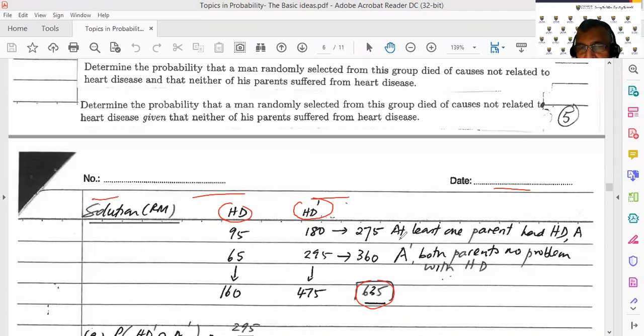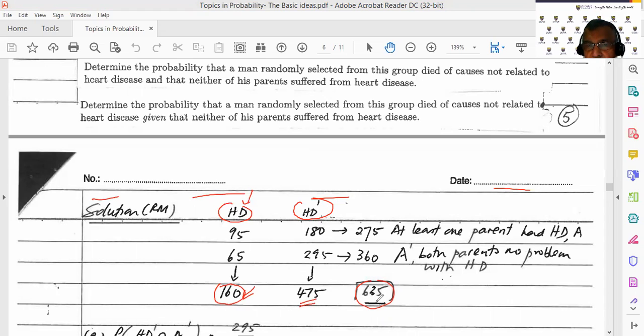And before we go on any further, let's look at the heart disease part. 160 of the men died from causes related to heart disease. So this column here, the total must be 160. If I have 160 here, this is what? Not heart disease, the complement. So this must be 475.